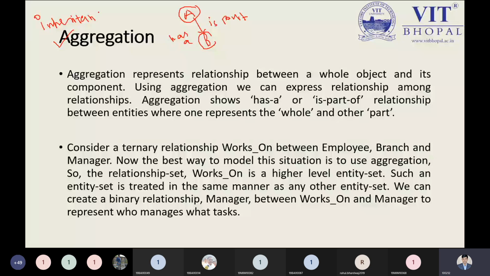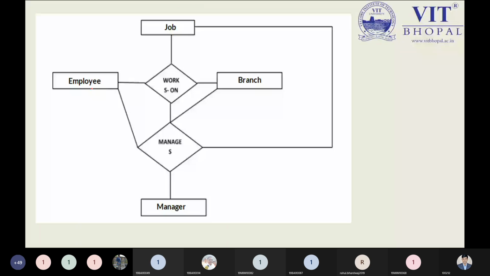So aggregation represents a relation between the whole object and its components, and we can represent such a relationship as a has-a relationship or an is-a-part-of relationship. And this concept you can see in inheritance in object programming, but in the ER model you can see employee manages the manager. So through the relationship he can manage, no problem. Employee works on the branch, there's no problem. Okay, so this is the point.